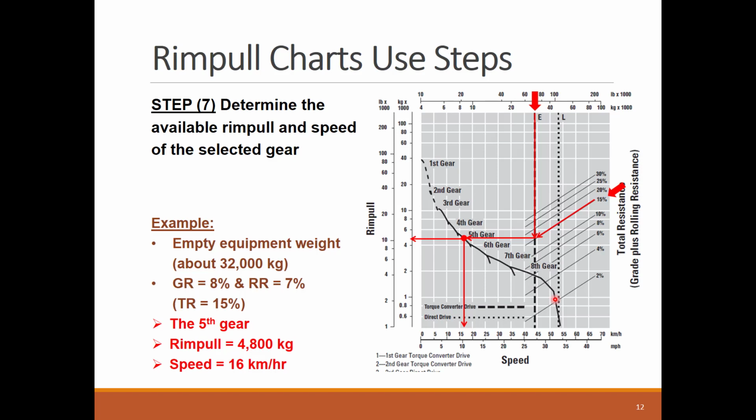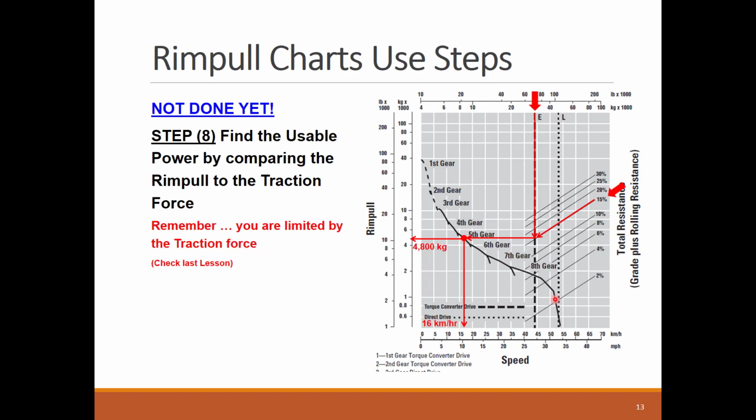By knowing the gear operating point, we can draw a vertical line to the left to identify the exerted Rimpull and draw a line downward to identify the feasible haul speed. For our example, we identify that the Rimpull will be 4,800 kilograms and haul speed of 16 kilometers per hour. Our ultimate goal is to get the speed, but what is the benefit of knowing the Rimpull force? The Rimpull force is used in the last step to make sure that this is used fully and not more than the traction force.